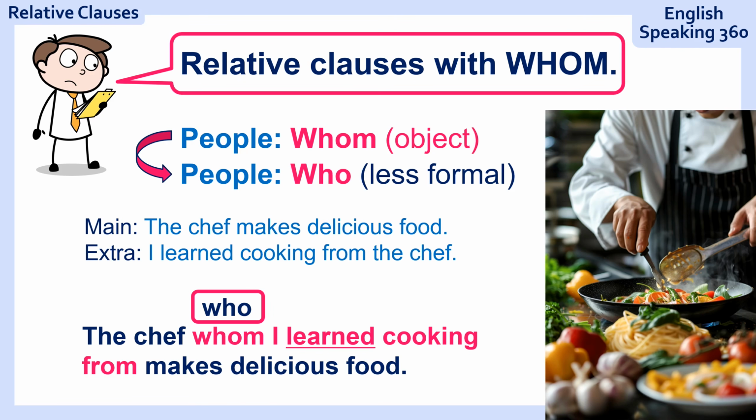But as you can see, I underlined the verb learned. Now, let's check this out. If I ask, who learned cooking? And the answer is, I learned cooking. So I is your subject. So who and whom are not the subject of the relative clause.